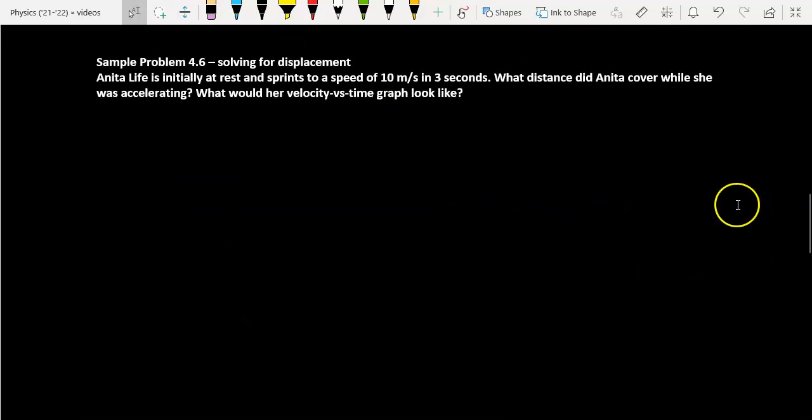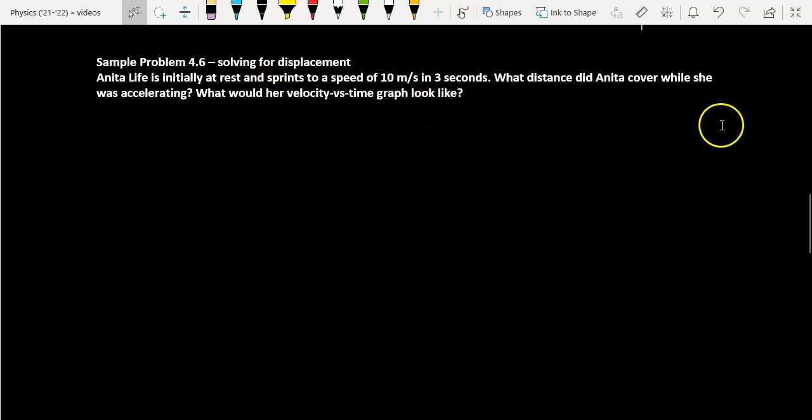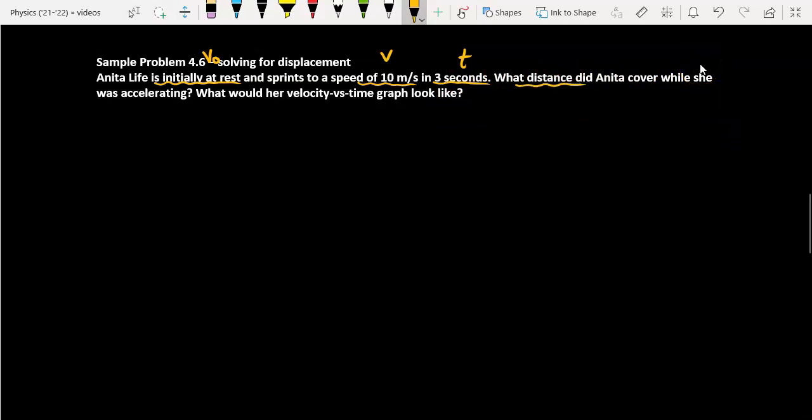Solving for displacement. Anita Life is initially at rest and sprints to a speed of 10 meters per second in 3 seconds. Okay, so she's initially at rest. She gets to a top speed of 10 meters per second and it takes 3 seconds. So that's a final velocity right there. There's a time involved. What distance did Anita cover? So we're trying to figure out, it says distance, but we're being asked like how far. So what we have to work with here is displacement while she was accelerating.